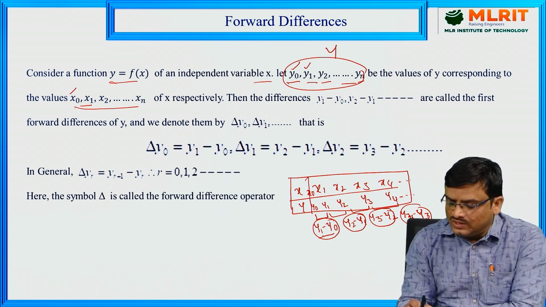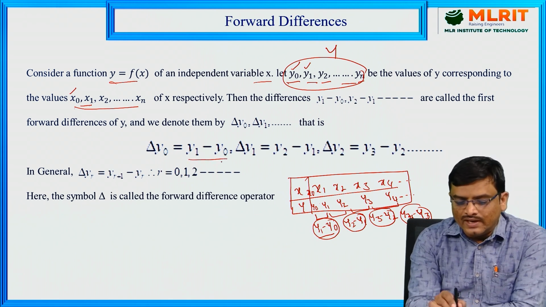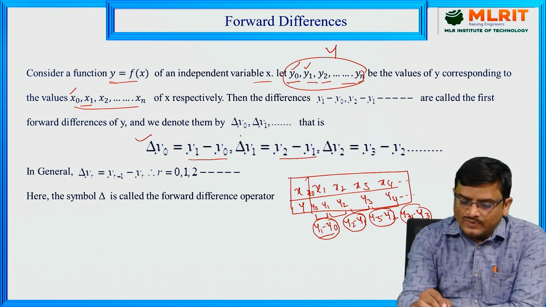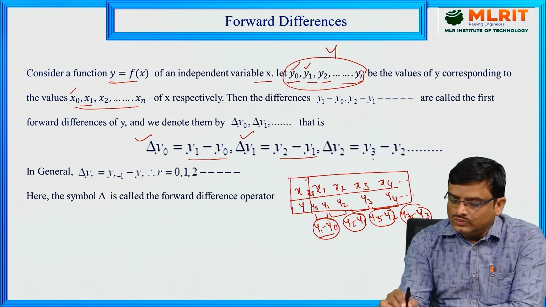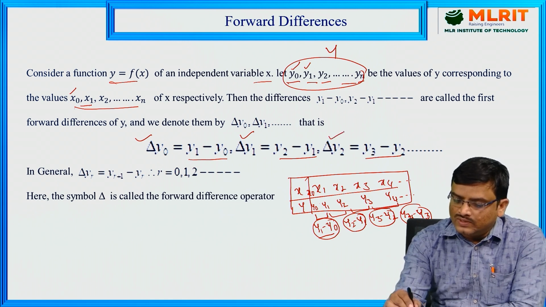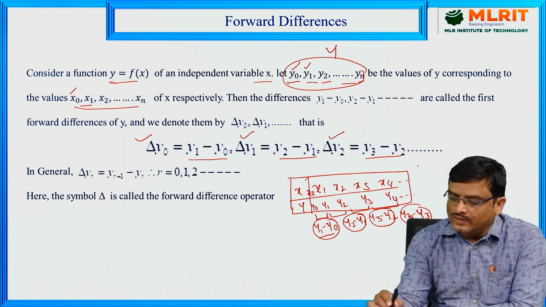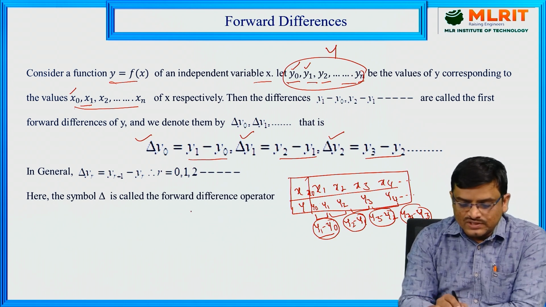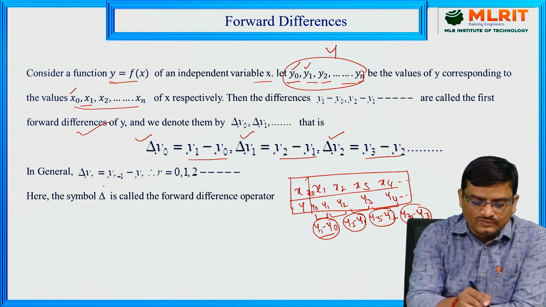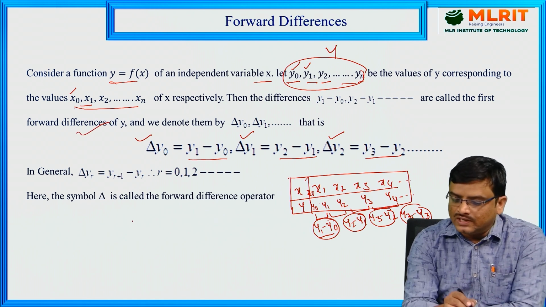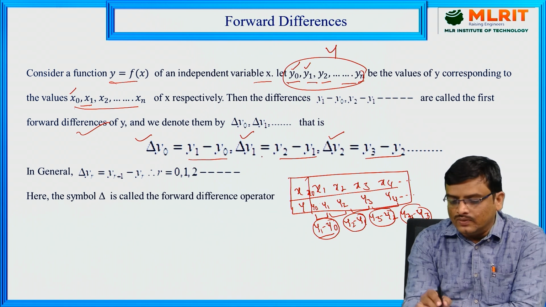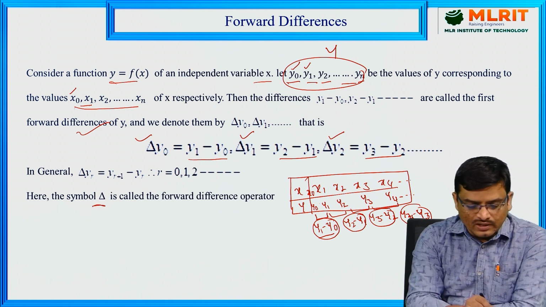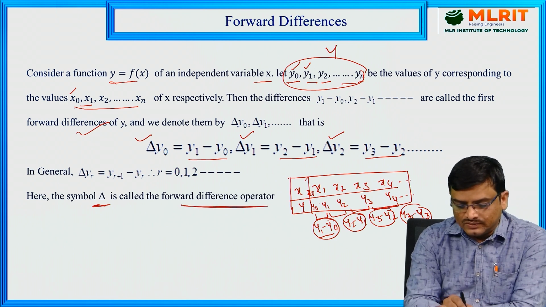These are represented as follows: y1 minus y0 is delta y0, y2 minus y1 is delta y1, y3 minus y2 is delta y2, and so on. We call these the first forward differences of the y values, represented with delta y0, delta y1, delta y2, delta y3 and so on. Here delta is called the forward difference operator.